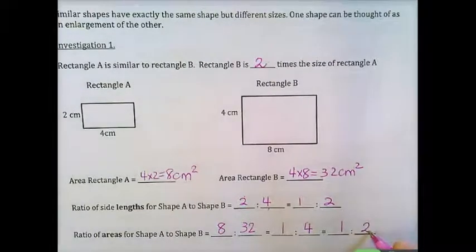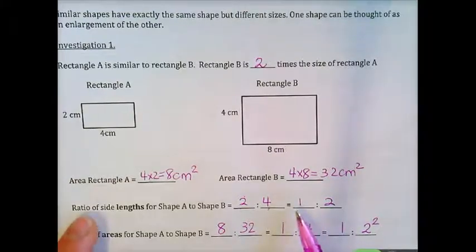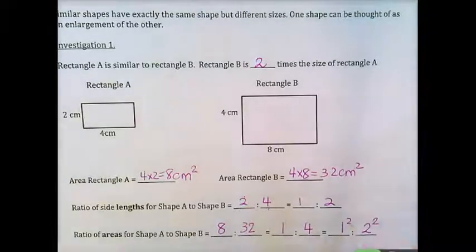I want to write it as 1 is to 2 to the power of 2. Okay? So what's happened is, the ratio of the side lengths is 1 to 2, but the ratio of the areas, actually, I'm going to write it as 1 squared is to 2 squared. The ratio of the areas is 1 to 4, but they're both square numbers, and it's 1 squared to 2 squared. So what's really happened with these lengths, they've both been squared.